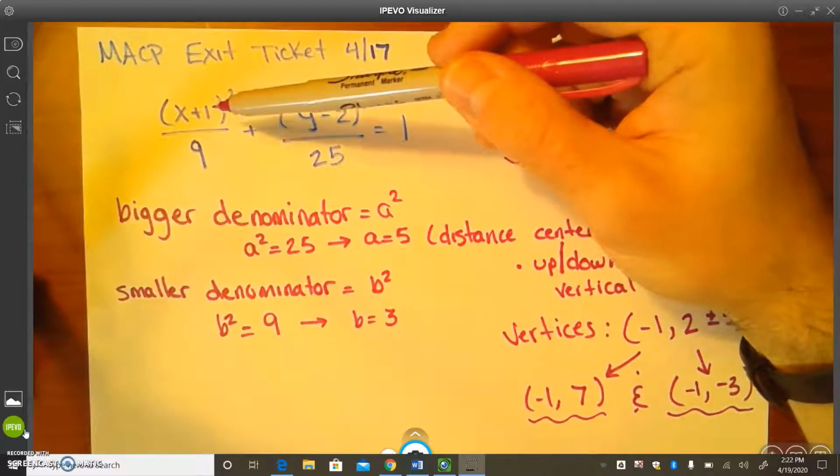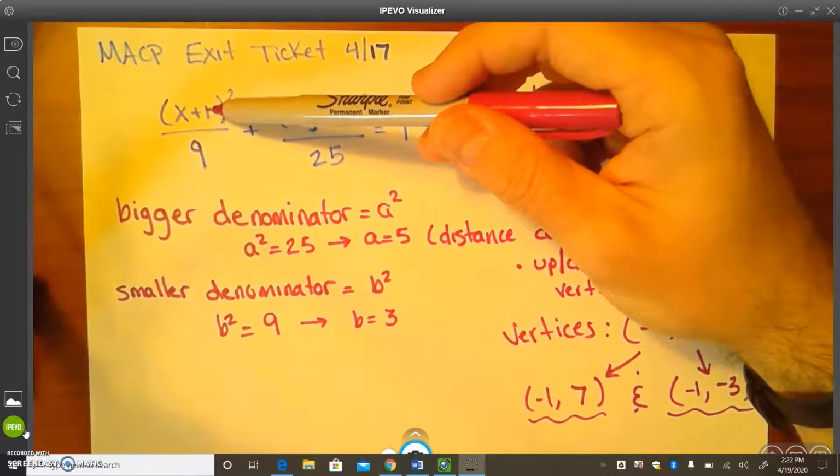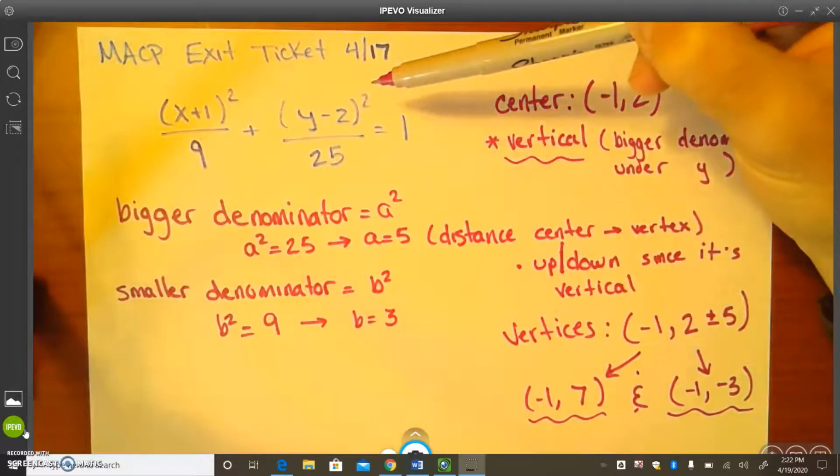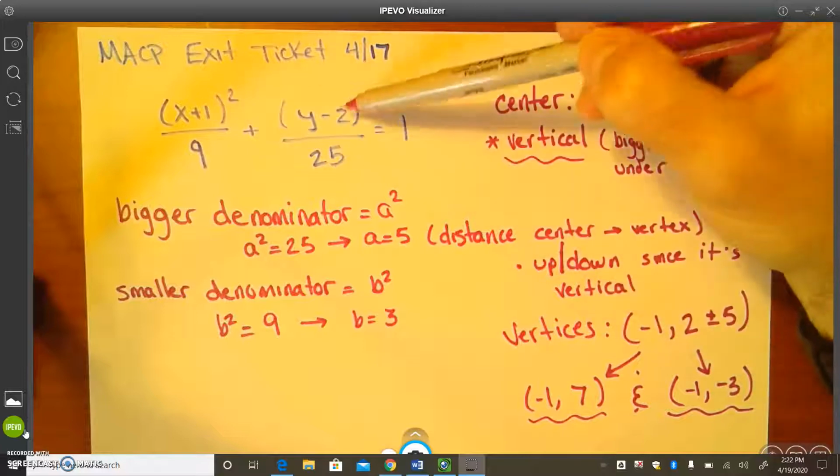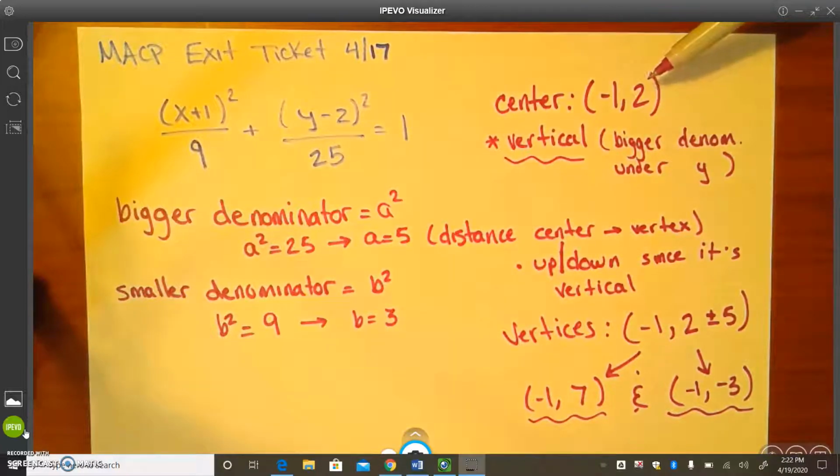The center, which I don't think I asked directly for, but it is always useful to know, is your h and your k, just like we saw in the circle equation. So -1 and +2, with respect to the x and the y, become your center for this ellipse. Even though I didn't directly ask for the center, if you recall all of our definitions, they're all points that are measured from the center. A vertex is A units away from the center. A co-vertex is B units away from the center. A focus is C units away from the center. So even if I don't ask for this, you still need to figure it out before moving forward.